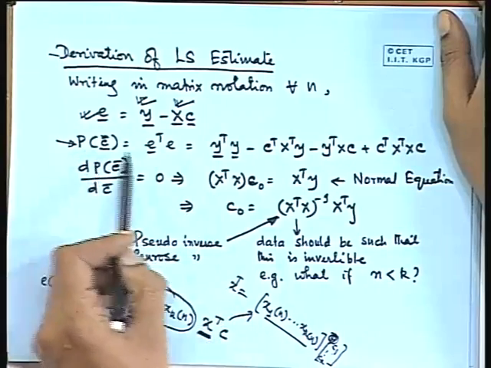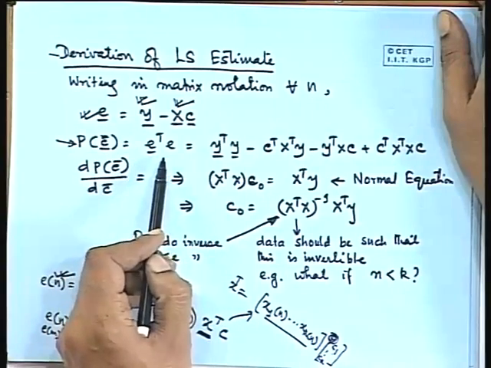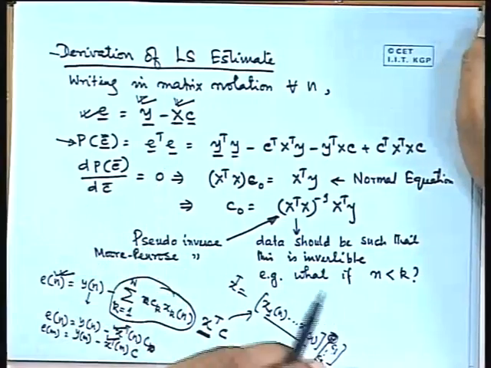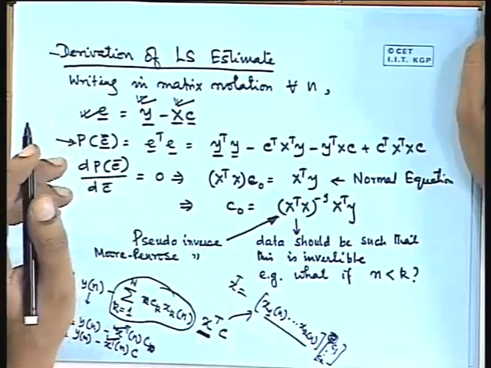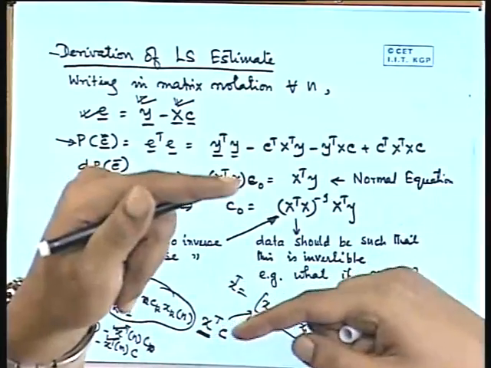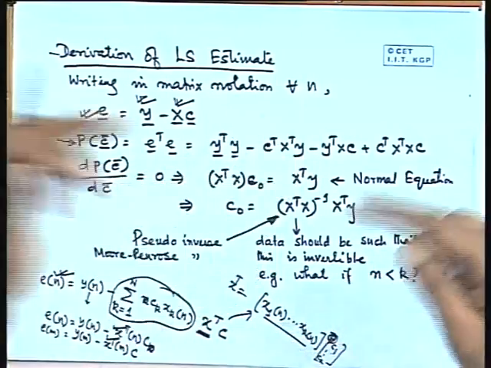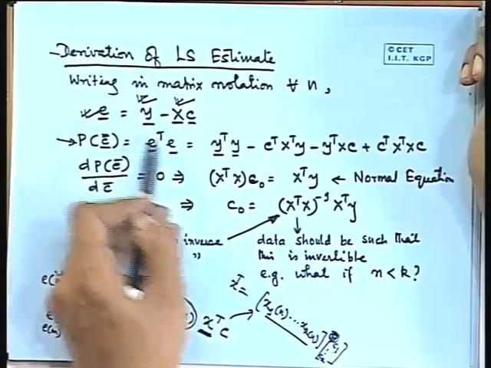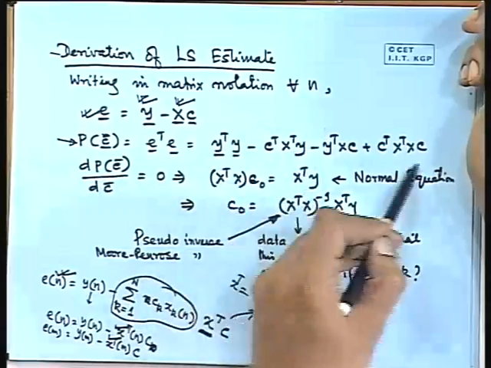So now we can again write the performance equation. It is nothing but E transpose E, the sum of squares. You have to know these matrix manipulations: one row vector into a column vector means a sum of squares. So if you just multiply (Y minus XC) transpose times (Y minus XC), you will get this.